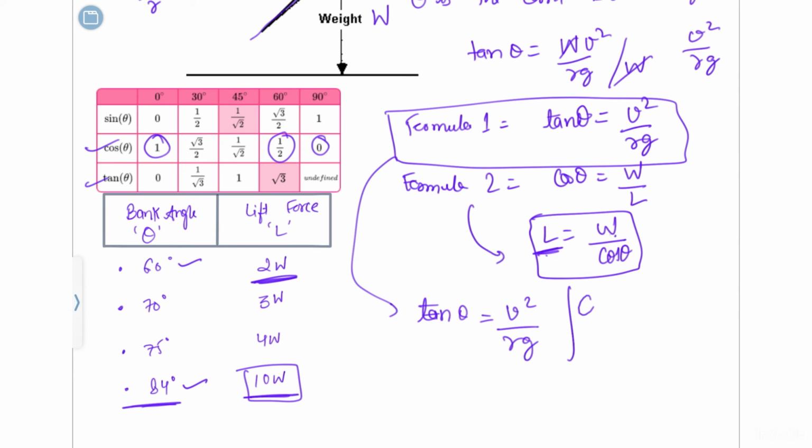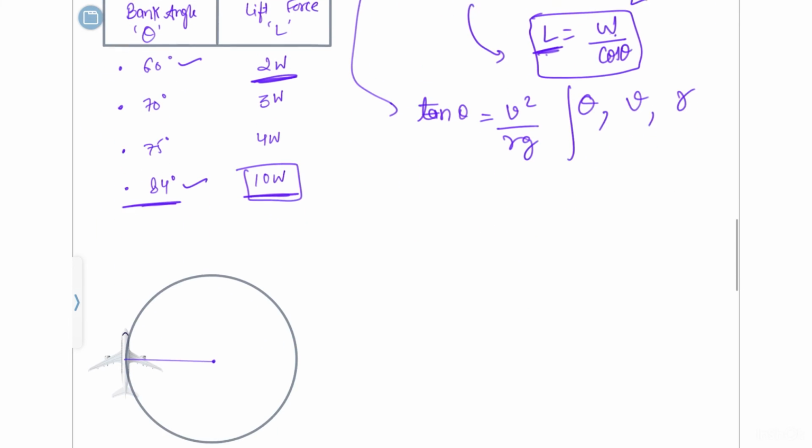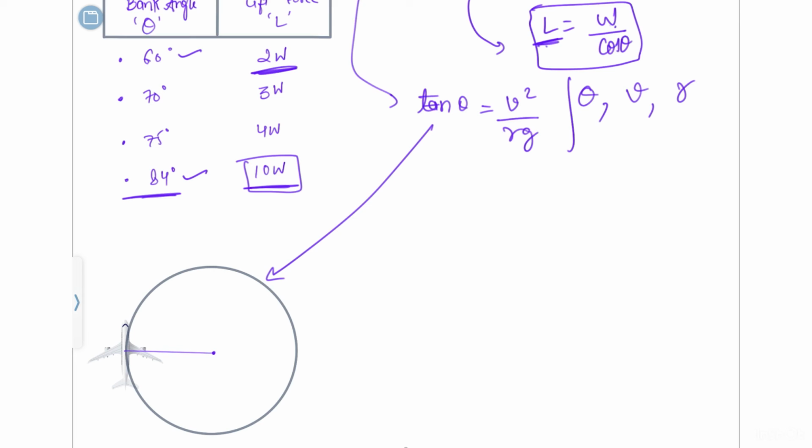Here are three parameters: theta, that is bank angle, velocity and the radius. So we can understand using this figure. When an aircraft is banking, let's say it has a radius of turn. How much bank angle it should make is further guided by lift is equal to W by cos theta, and what should be the velocity. So if the aircraft is making a tighter turn, let's say theta is high, the velocity is also required to be high, because theta and velocity are directly proportional to each other, and the radius of turn may reduce.